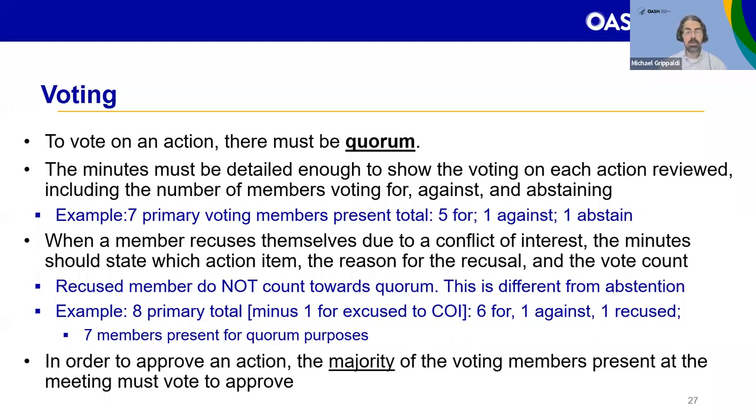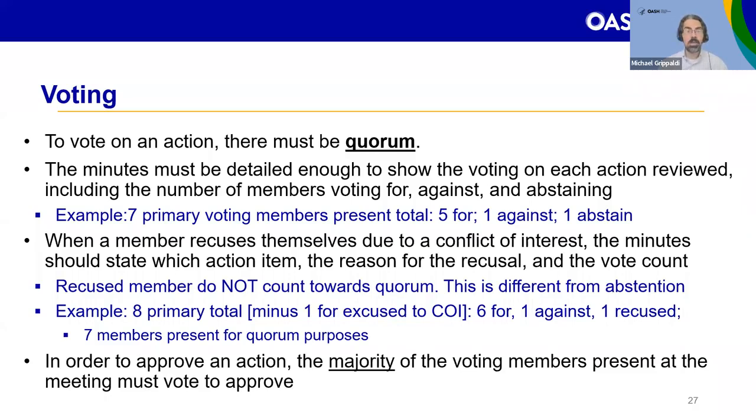So using what I have on screen as a quick example, if we have 7 voting members present, applying our majority formula, 7 divided by 2 is 3.5, we would round up to get 4. So in order to approve an action, you'd have to have at least 4 members voting for in that instance.